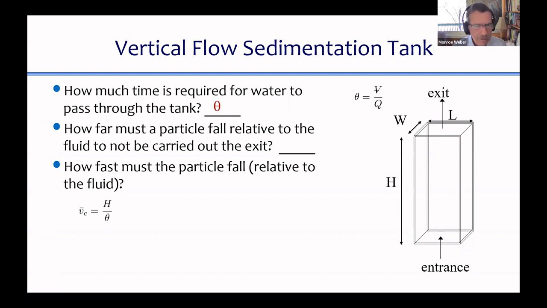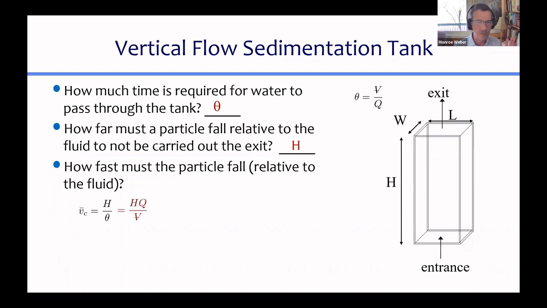Now, this one's a little trickier. How far must a particle fall relative to the fluid to not be carried out of the exit? So in that time theta, how far must a particle fall in order to not be carried out? It has to fall exactly as far as the water went up. So during that time, the water went up a distance h. So the particle, in order to not be going up, has to be falling a distance h. So we've got to fall h in that time. So guess what? It surprisingly is the same equation.